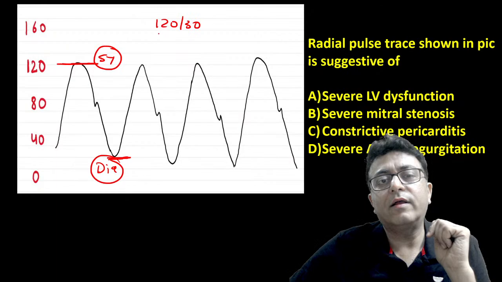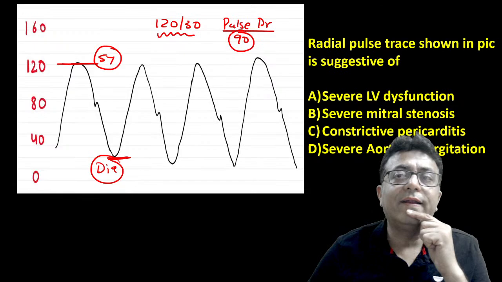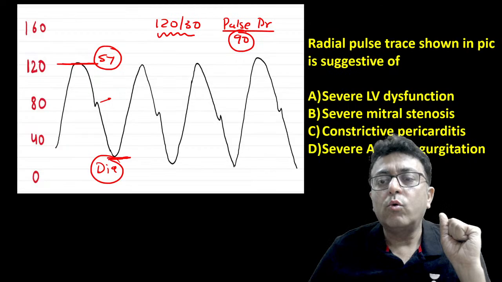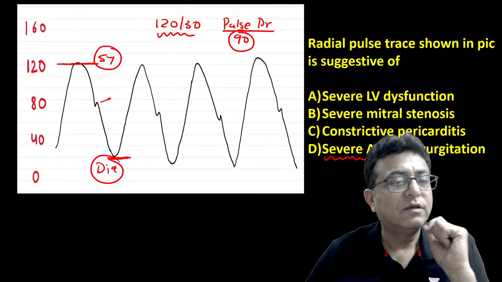Pulse pressure is 90. Wide pulse pressure. This notch is normal, my friend. BP can't be 120 by 30 normally, right? Wide pulse pressure is suggestive of severe aortic regurgitation. This is the classical image-based question.